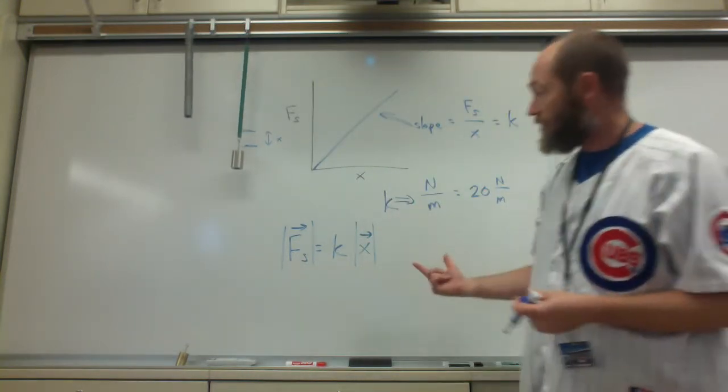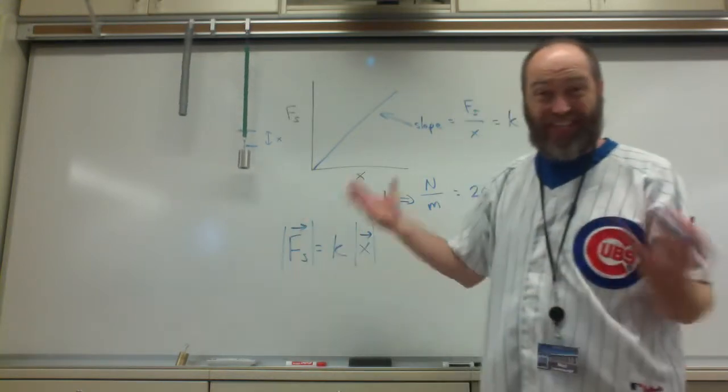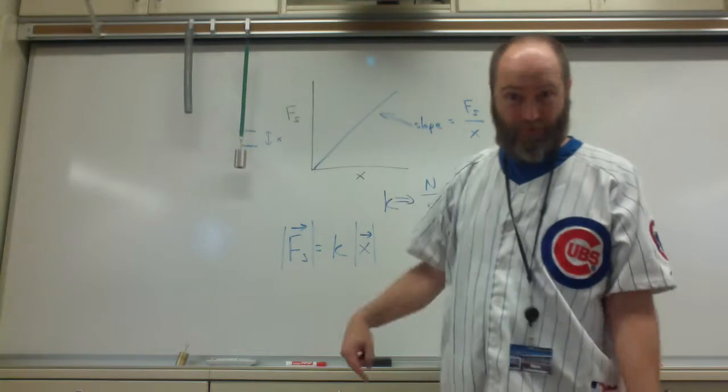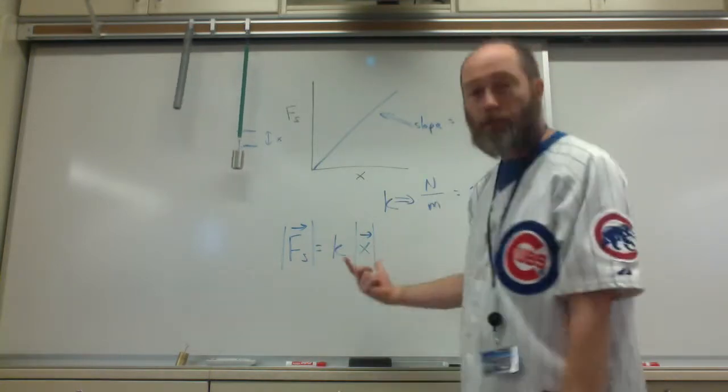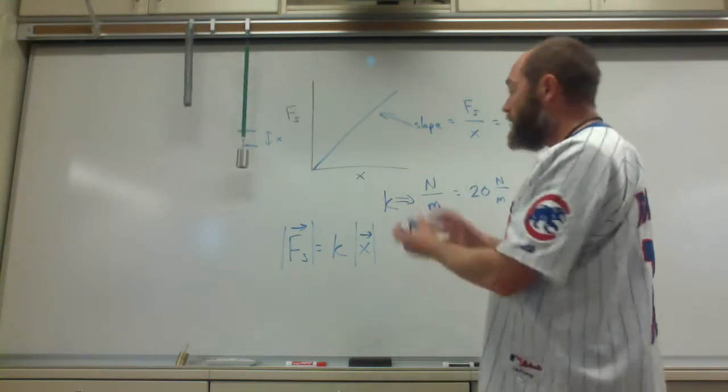What the absolute values are trying to show you is, don't worry about direction. How are you going to get direction? You're going to draw a picture. You're going to draw your FBD to get your direction. But this tells you about the magnitudes. So there's that first piece.